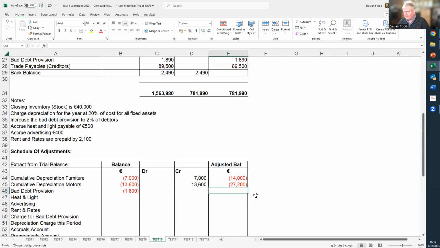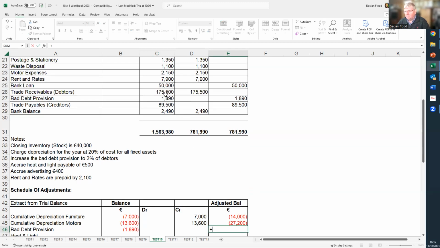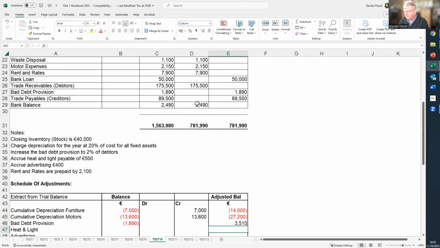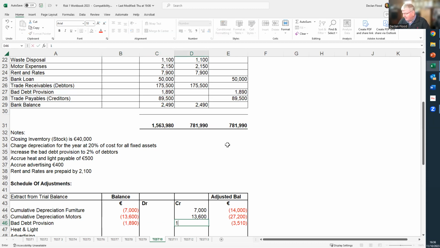So I know that the answer I want is my trade receivables multiplied by 0.02. So what I need there is 3,510. Sorry, it's bad debt provision, so it's a minus. It was 1,890. It's now 3,510. So I have to increase it by 1,620.